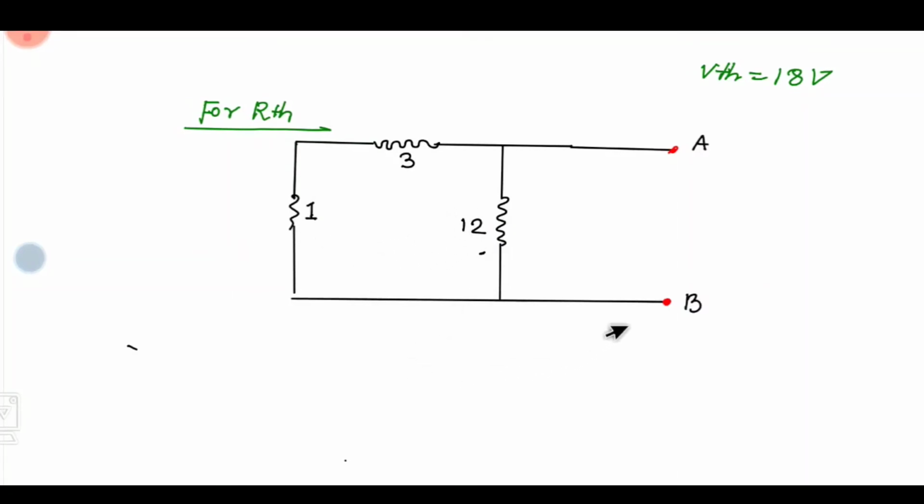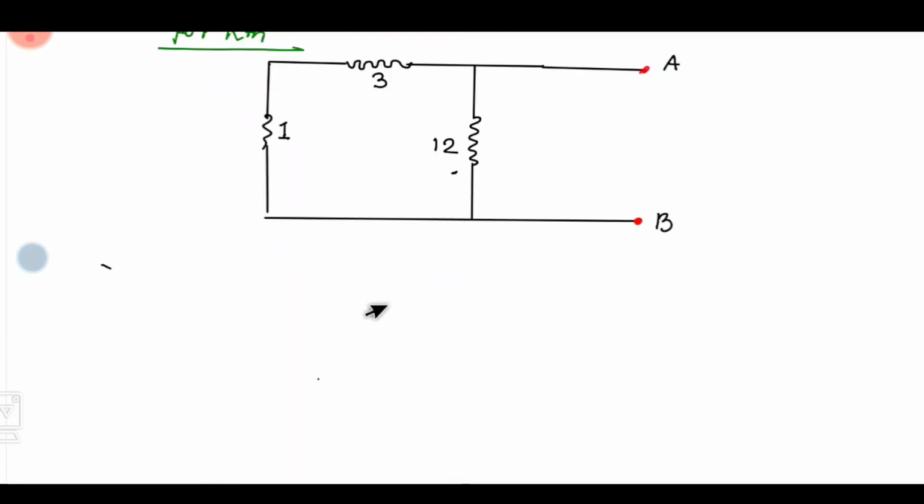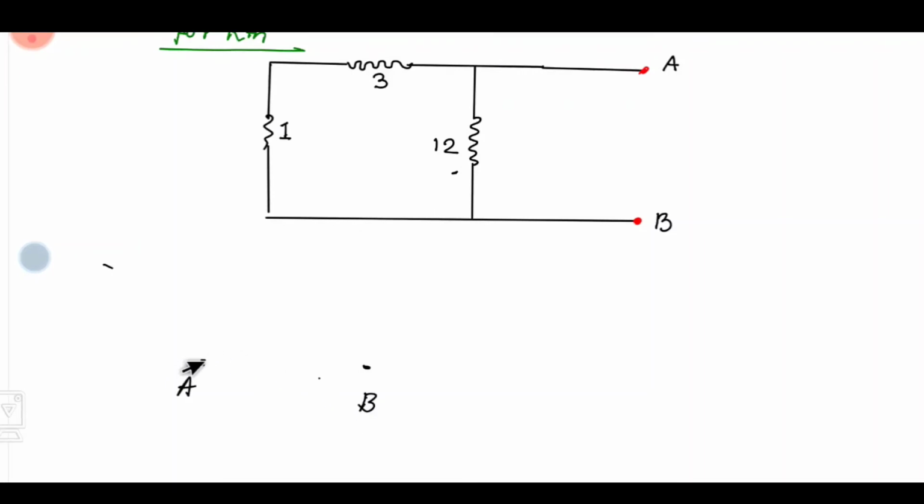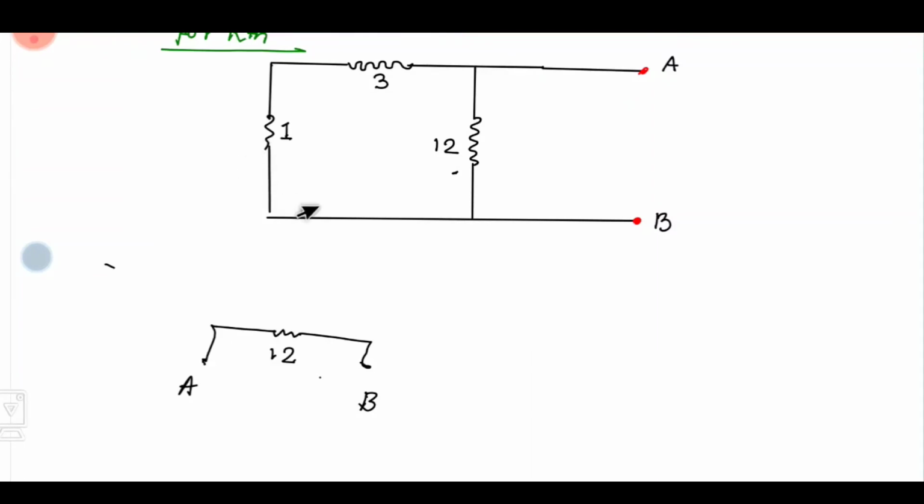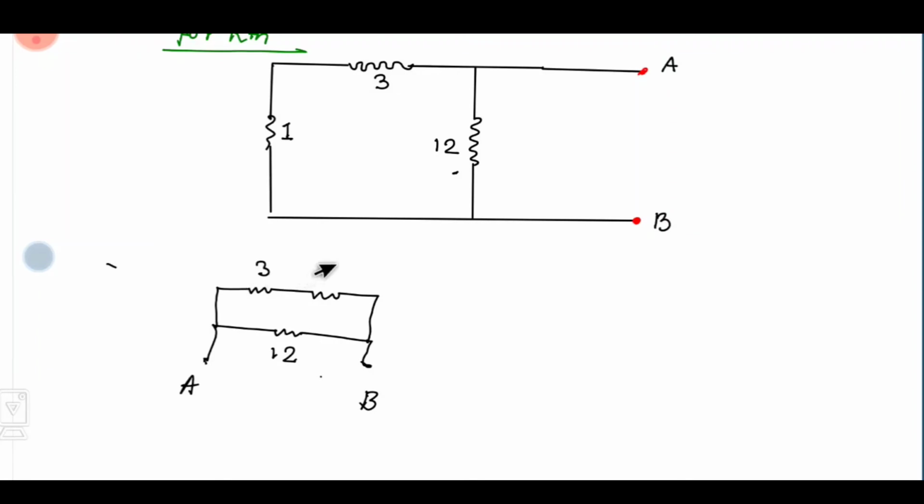Look, in this circuit, this 12 ohm resistance is connected in parallel with these two resistors. If we convert this into a simple form, the circuit would look like this. These are the two terminals A and B, and this is the 12 ohm resistance, and this 3 and 1 are in series. So this is the simple form of the circuit.